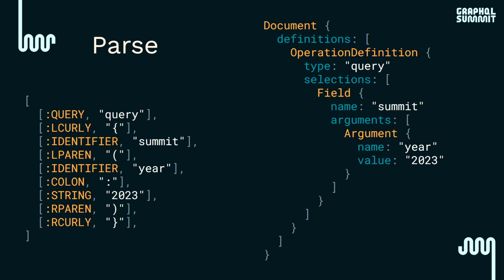After we lex, we then go to parsing, where we iterate through these tokens left to right to build an AST, an abstract syntax tree. This is where we start to look more like a tree, in the GraphQL sense of a graph.